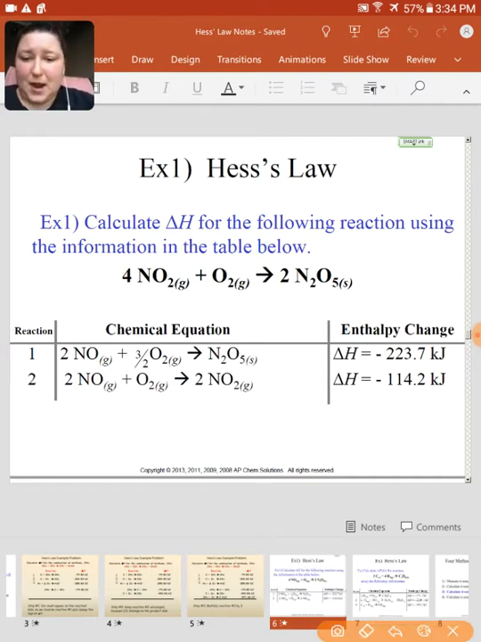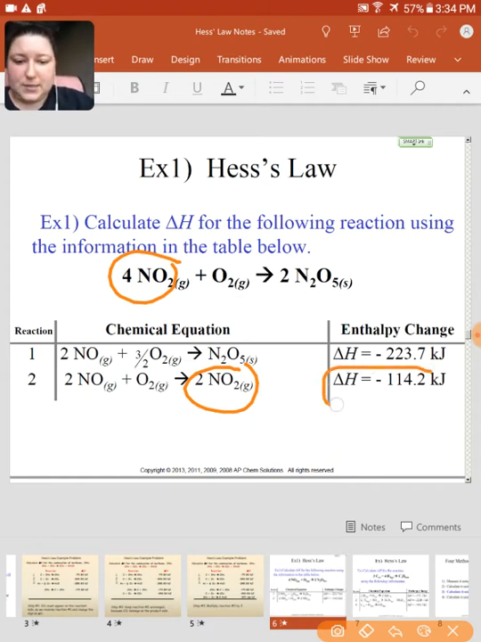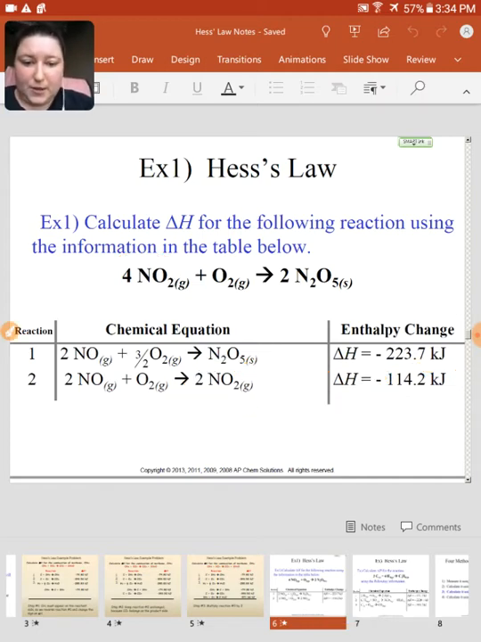I'm first going to look at, do I see NO2 anywhere in these bottom reactions? And I do. It's right here. But it's 2NO2, which means I need to multiply this by 2 in addition to flipping it to a positive because this needs to be on the reactant side. So I multiply this by 2 and I flip it to a positive number.